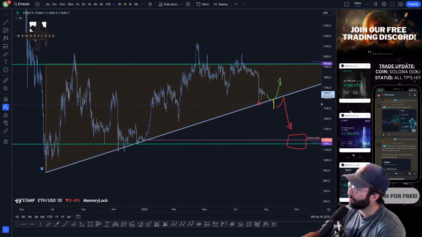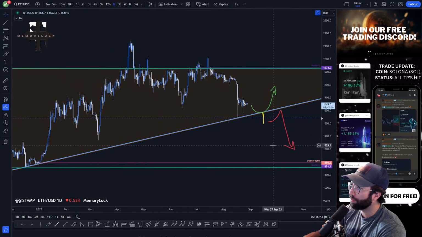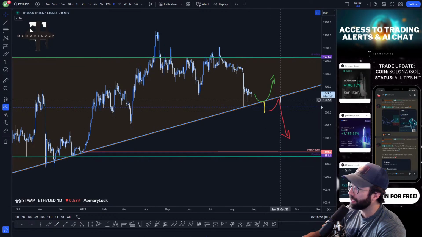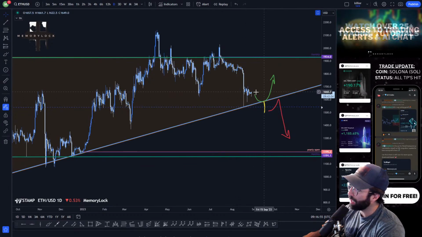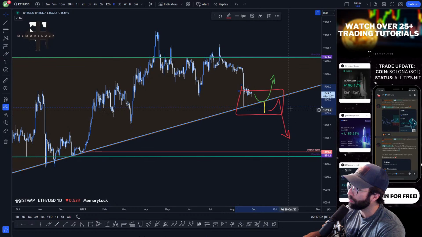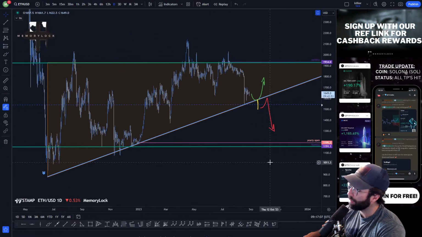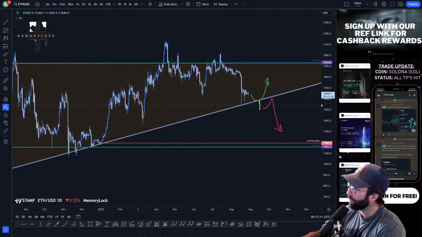Okay, so key thing to take away with ETH: lose the midline, lose this trend line, backtest it, it's lights out, we're going to range lows. Hold this zone, maybe get a sweep here, some kind of local setup somewhere in this general zone, and we can very much trade back to range highs for some kind of move. That's my general idea with Ethereum.